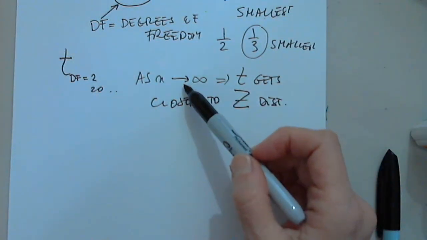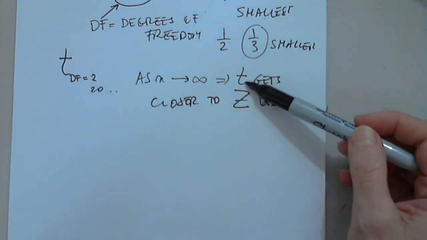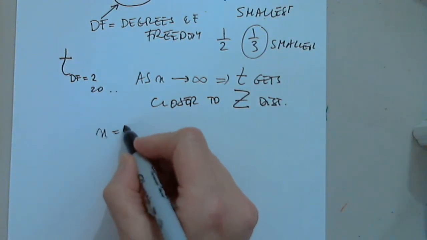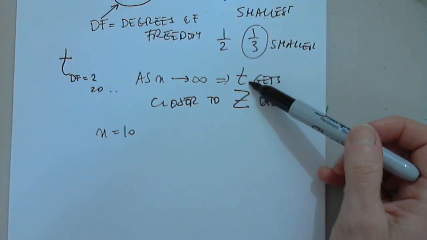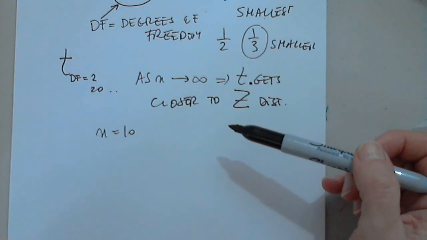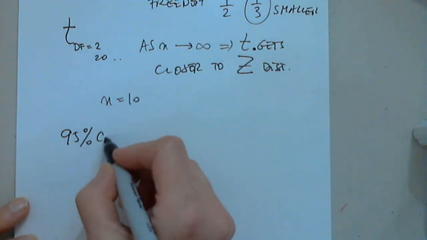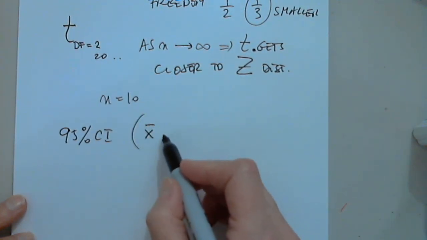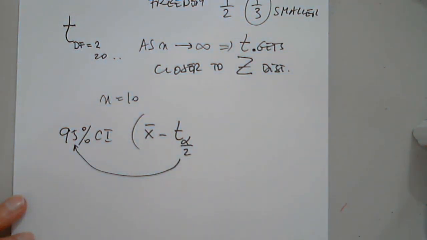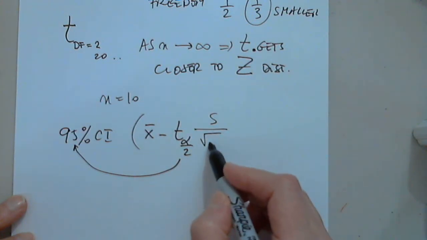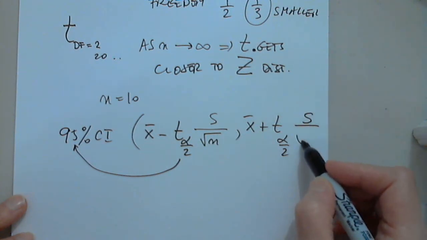So if n is like 500, it doesn't really matter, most likely, if you use z or t. But if n is 10, it's a huge difference between t and z. You have to use t to estimate. So then the confidence interval, let's say 95% confidence interval, will look like this. So x bar minus t alpha over 2 for 95, and then s divided by the square root of n, and of course x bar plus t alpha over 2 s divided by the square root of n.